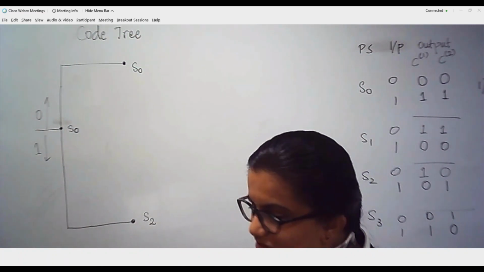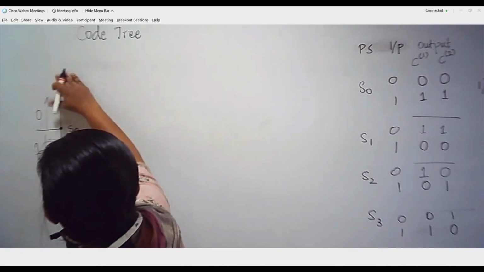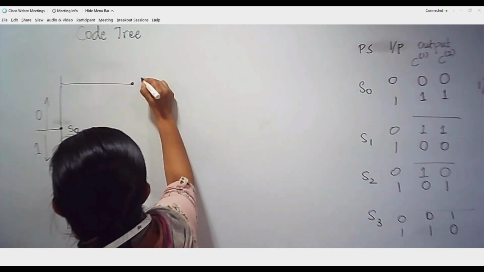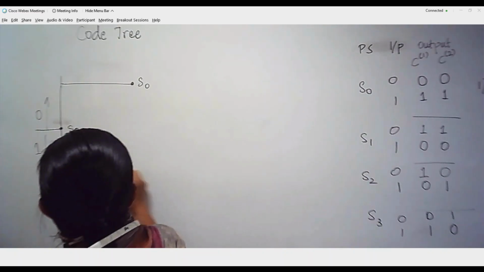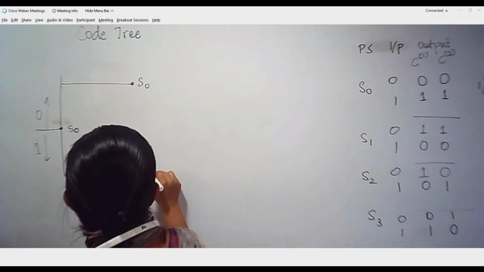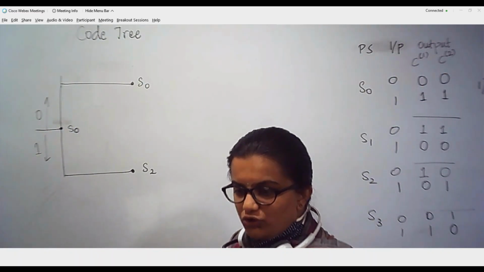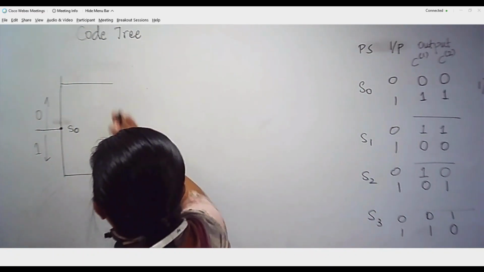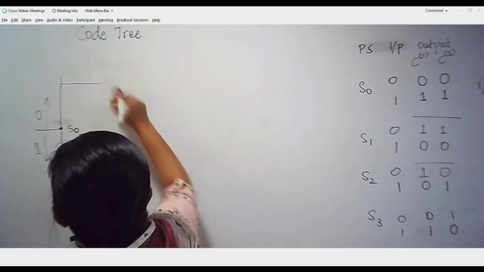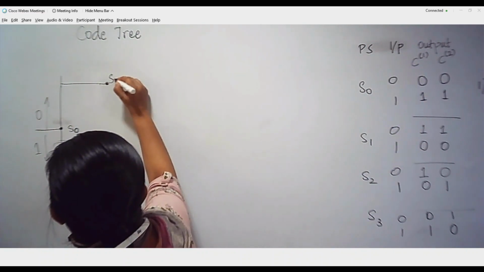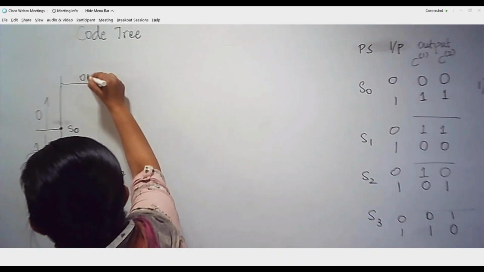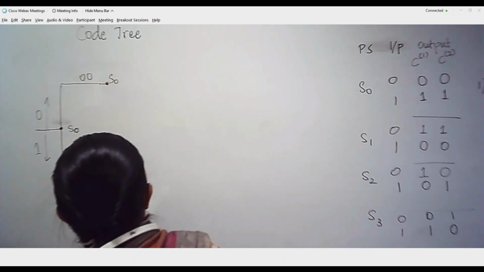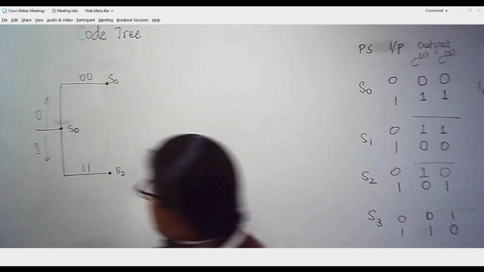Once we have done with this, this is S0, this is S2. The outputs that I am going to get when the transition happens to the same S0, the code vector output is 0, 0. And here in this case, the code vector output is 1, 1.